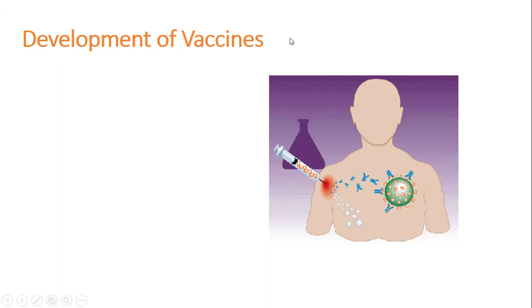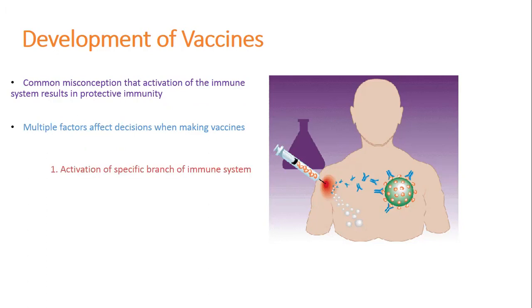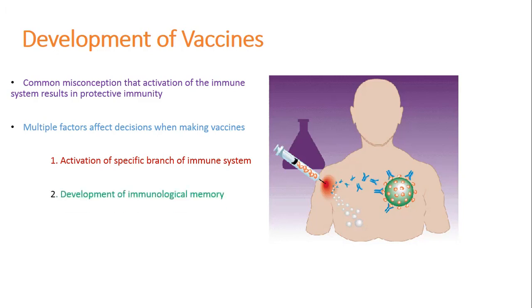Development of vaccine. A common misconception is that activation of the immune system results in a protective immunity. Multiple factors affect decisions when making vaccines. As we see now for the vaccine against COVID-19: activation of a specific branch of the immune system, development of immunological memory. What is the role of memory cells in the vaccination?